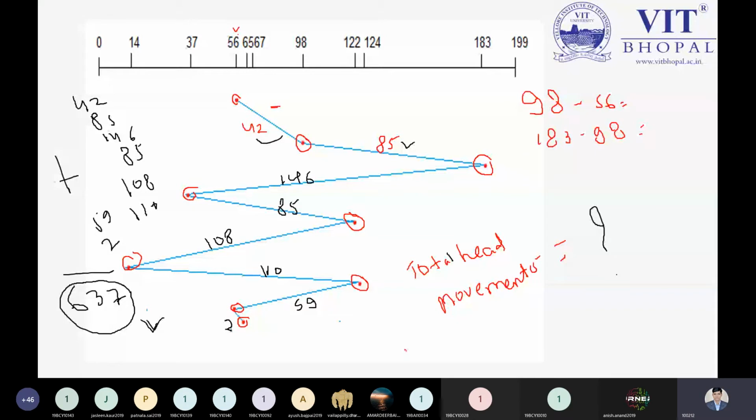So please keep in mind all these kinds of calculations, the subtraction part, and then add properly. It's a better idea to use a calculator for subtraction and calculation. Your answer will then be correct. Okay. So the total head movement will be 637 as I got. Did you all get the same? Yes, student, please tell me.